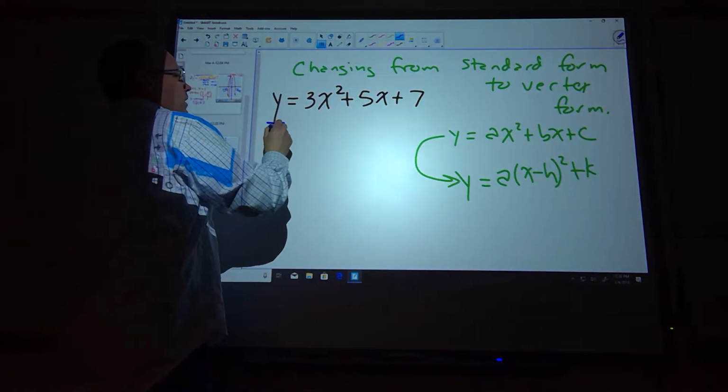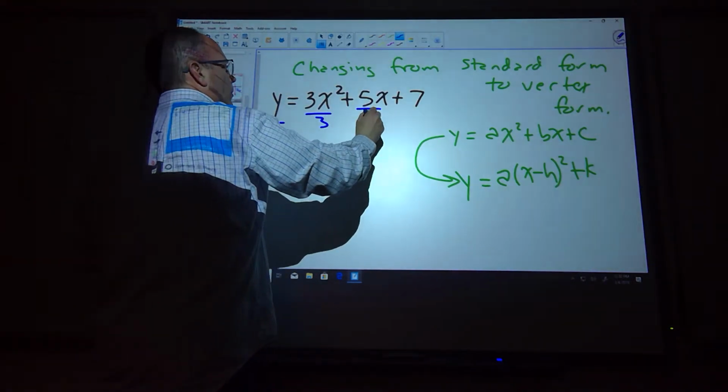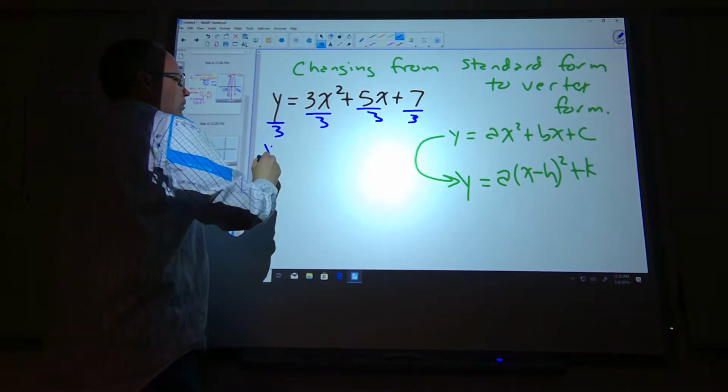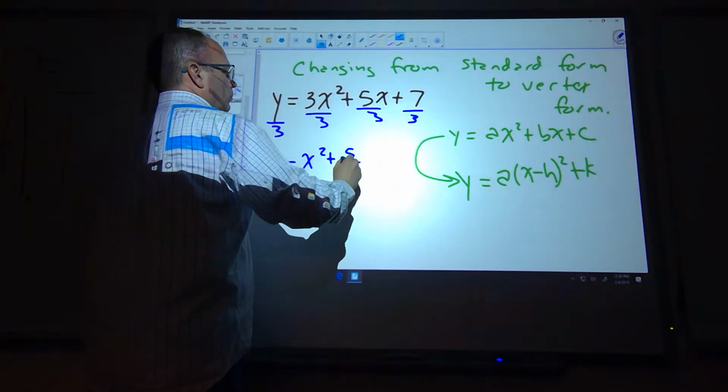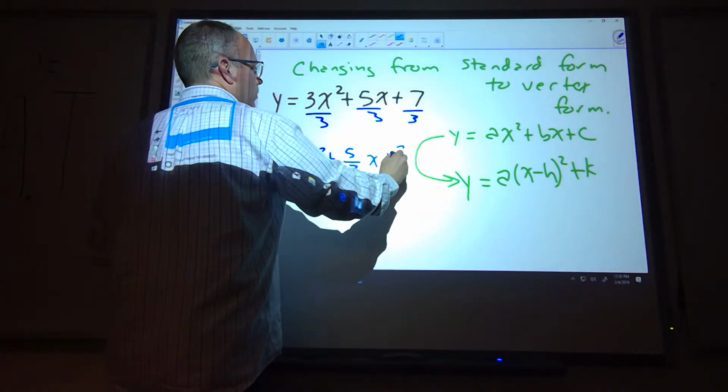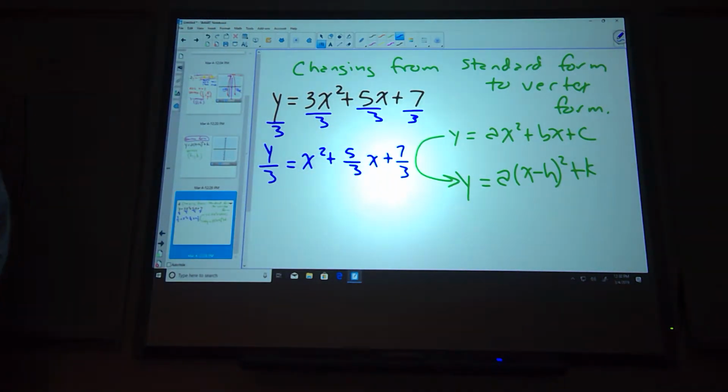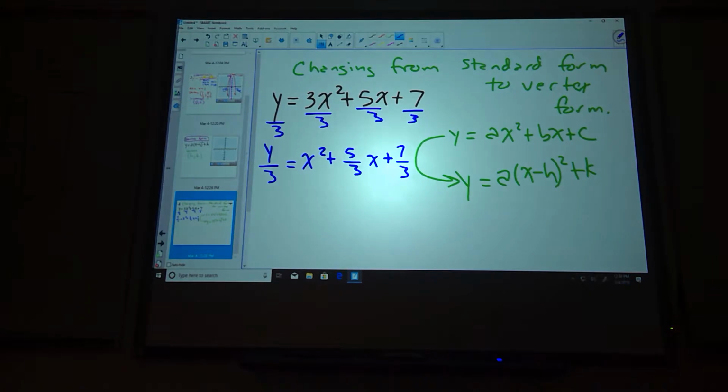First thing I'm going to do is divide everything by 3. And I'm going to leave it as a fraction. Is that okay so far? So I divided everything by the a value. That's all I did. Cool?